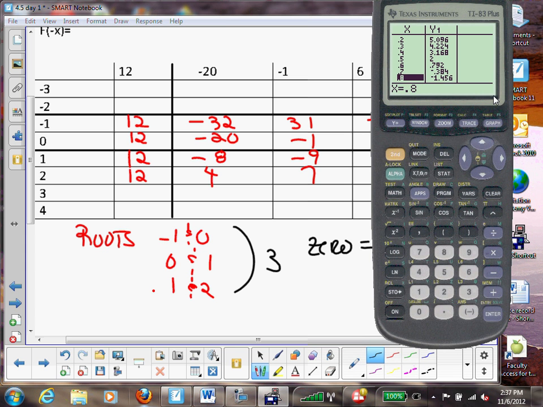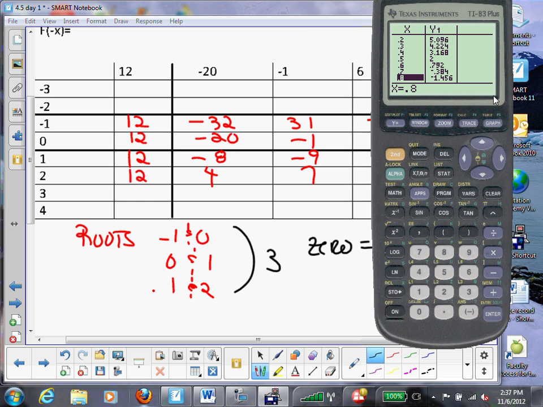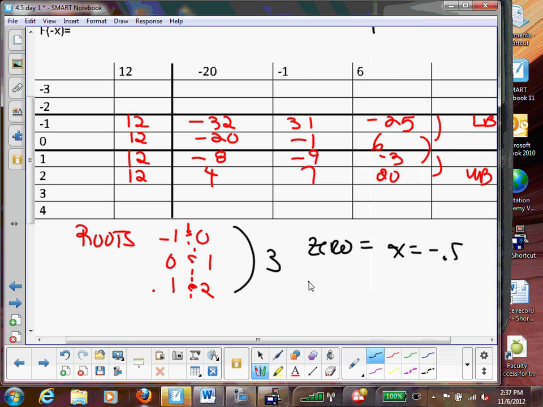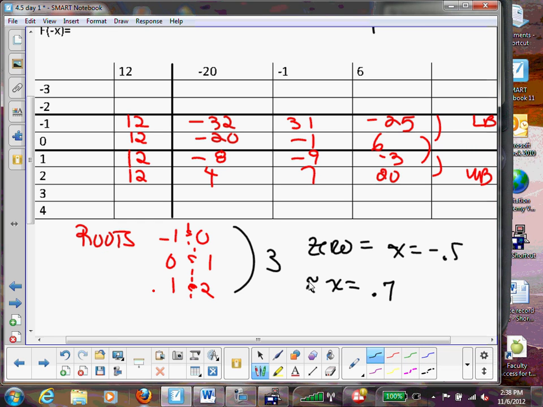So which one is it closer to? Am I closer to 0.6, or am I going to be close? Where is 0 closer to? 0.6 or 0.7? 0.7, right? Because 0.7, you're going to be off by 0.384, whereas if you chose 0.6, you're going to be off by 0.792. So we have another 0 at approximately x equals, what did we say? 0.7.